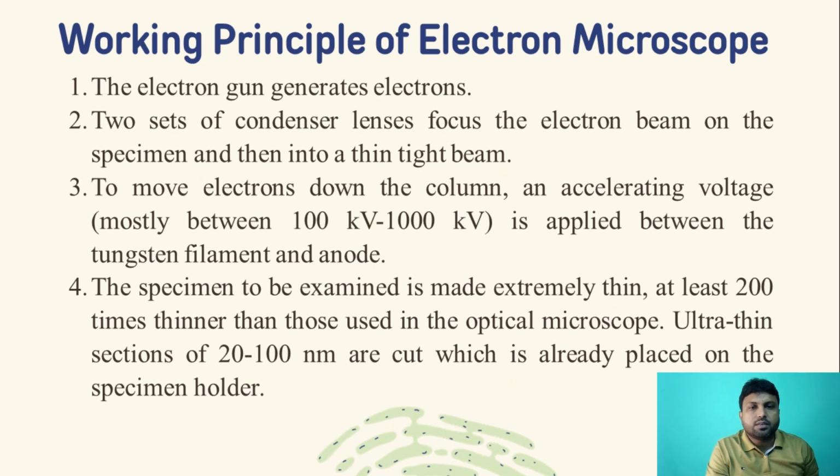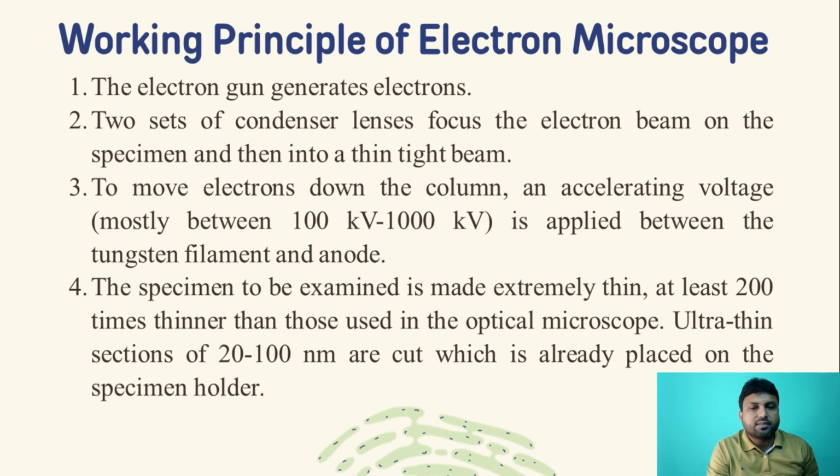The electron gun generates electrons. Two sets of condenser lenses focus the electron beam on the specimen and form it into a thin, tight beam. To move electrons down the column, an accelerating voltage is applied between the tungsten filament and anode. The accelerating voltage is mostly between 100 kV and 1000 kV.